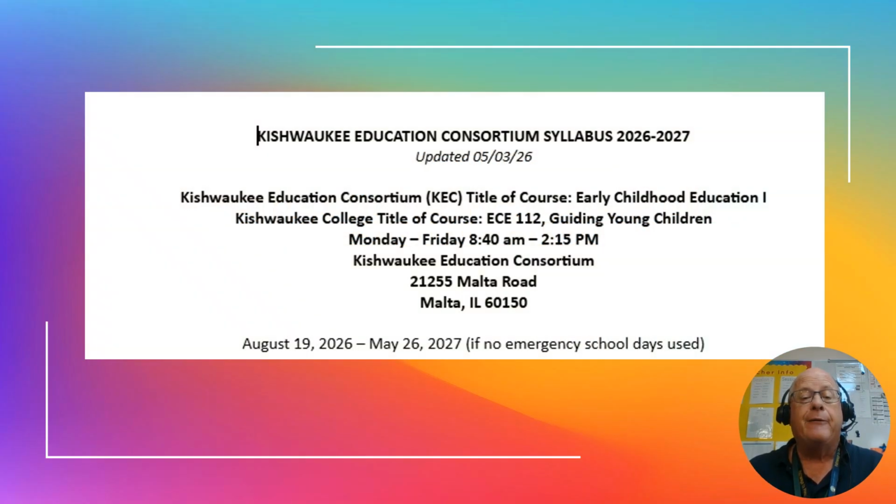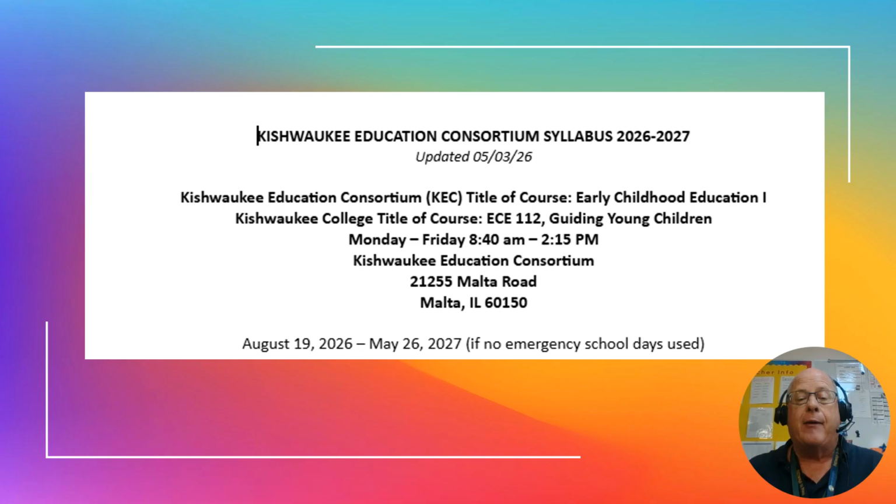The first is at the very top of the syllabus, so hopefully you have a printed copy with you. This has the name of the course, the times it meets, that kind of stuff. So this one says that the title of the course here at KEC is Early Education 1. But at Kishwaukee College, the title of the course is Guiding Young Children. So Guiding Young Children is the equivalent of Early Childhood Education 1.